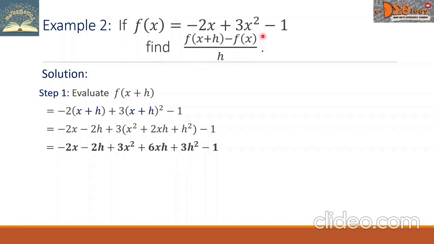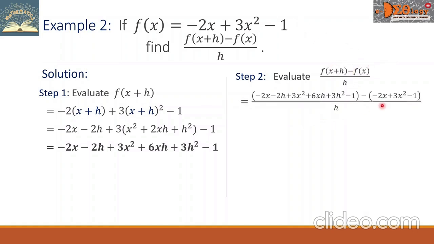Look at the second function here, f of x. There's no need to evaluate this because this is the given function of the problem. Therefore, we go to step 2, that is now to evaluate the difference quotient itself. Let us now substitute the values. The f of x plus h is the value from step 1, minus f of x is the given function. So it becomes like this, all over h.